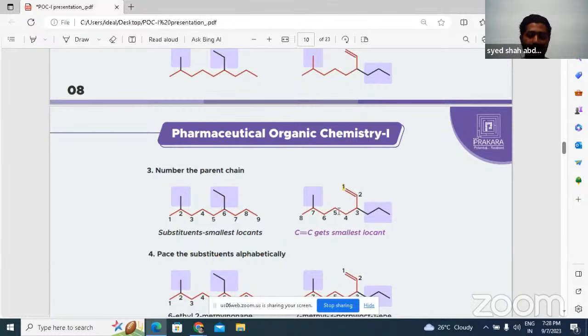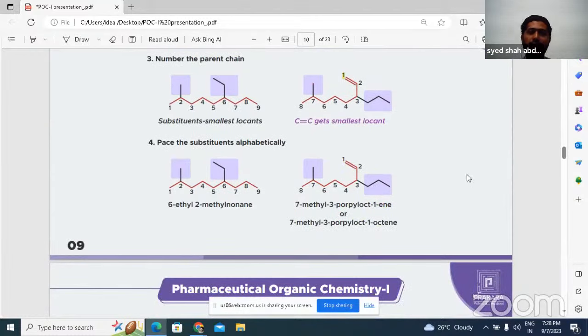1, 2, 3, 4, 5, 6, 7, 8. Okay, so the double bond carbon should get the smallest number. Now, what we are doing, we are placing the substituents alphabetically. We know that methyl is a single carbon, and there are two carbons in ethyl. So here we are having ethyl and we are having methyl.